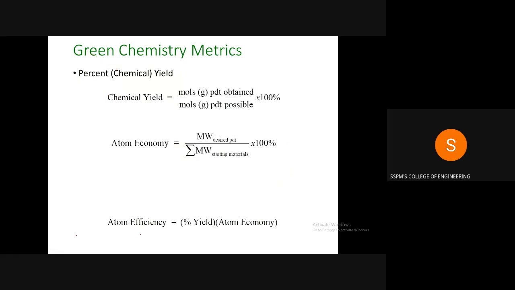Then atom efficiency. Atom efficiency is percent yield into the atom economy. So apan atom efficiency calculate karnyasathi he je don formula ahe tatla jo chemical yield ha formula ahe tyala tumhi asa convert karu shakta, practical yield upon theoretical yield. Atom economy formula ahe molecular weight of desired product upon sum of molecular weight of starting material into the 100.